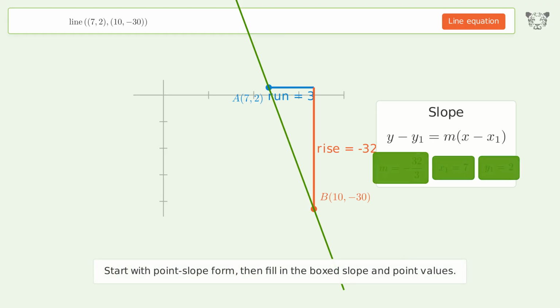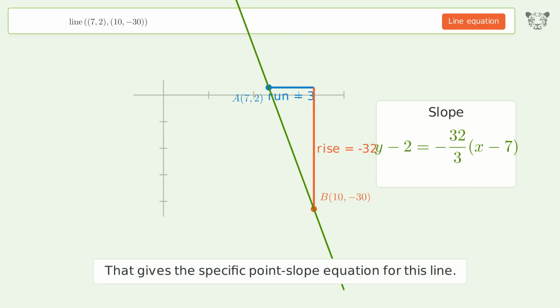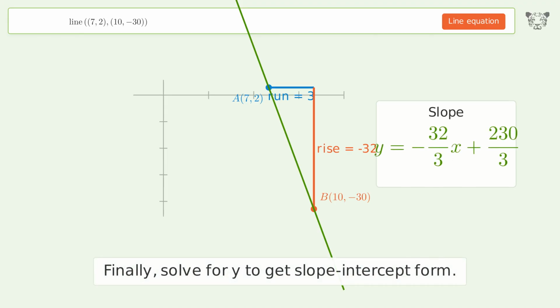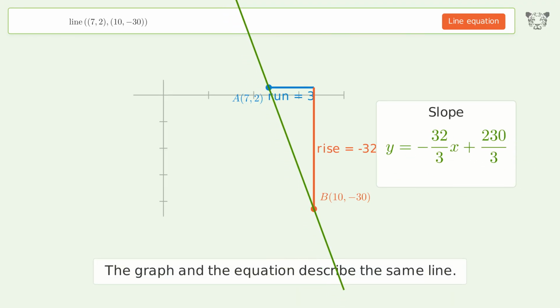Start with point slope form, y minus y1 equals m times x minus x1. Then fill in the boxed values, slope is negative 32 over 3, x1 is 7, and y1 is 2. That gives the specific point slope equation for this line. Finally, solve for y to get slope intercept form. The graph and the equation describe the same line.